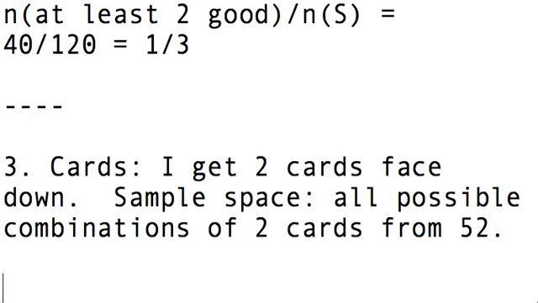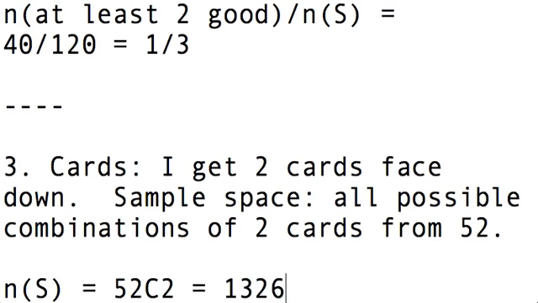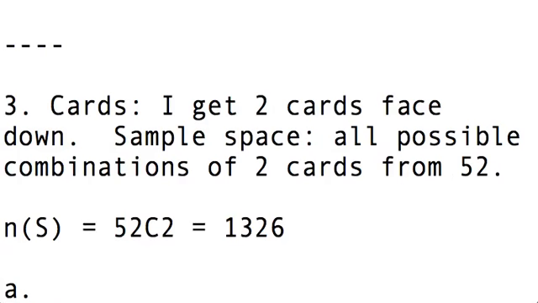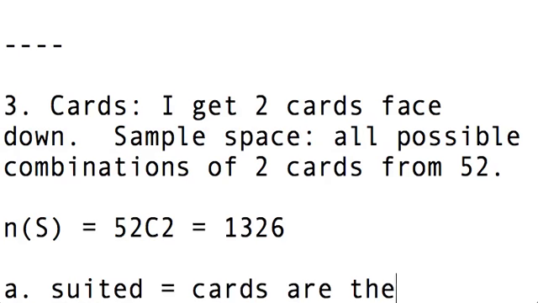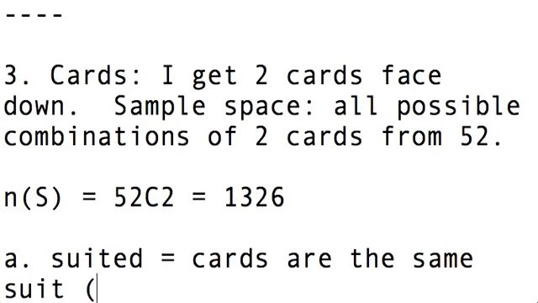So the number of things in my sample space is 52 choose 2, which is actually a fairly small number. 52 choose 2 is, well, okay, it's not tiny, but it's 1326. Now let's look for some possibility. What is the probability that my cards are suited? So suited means cards are the same suit. Remember, this is hearts, diamonds, spades, and clubs.